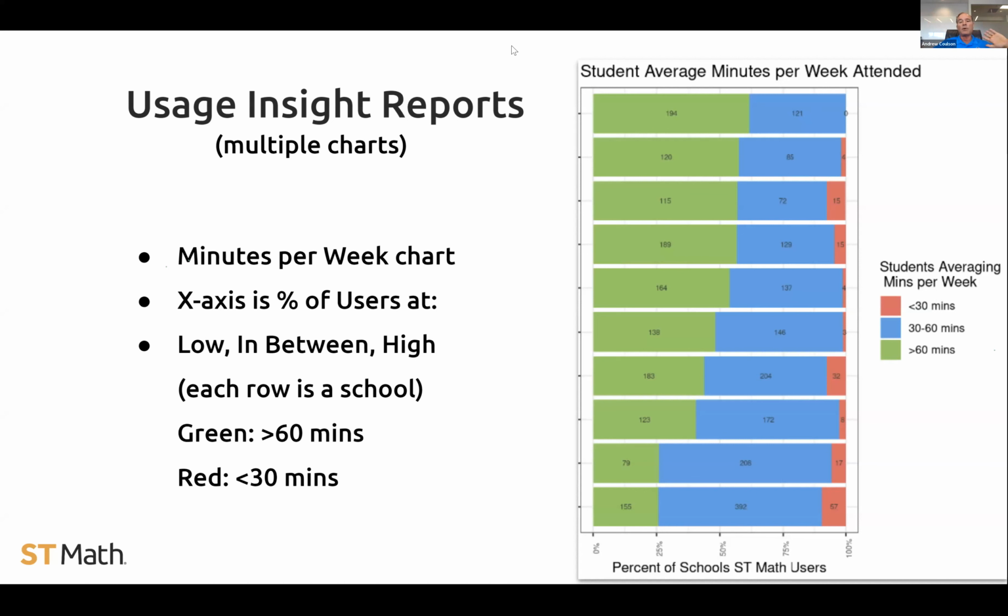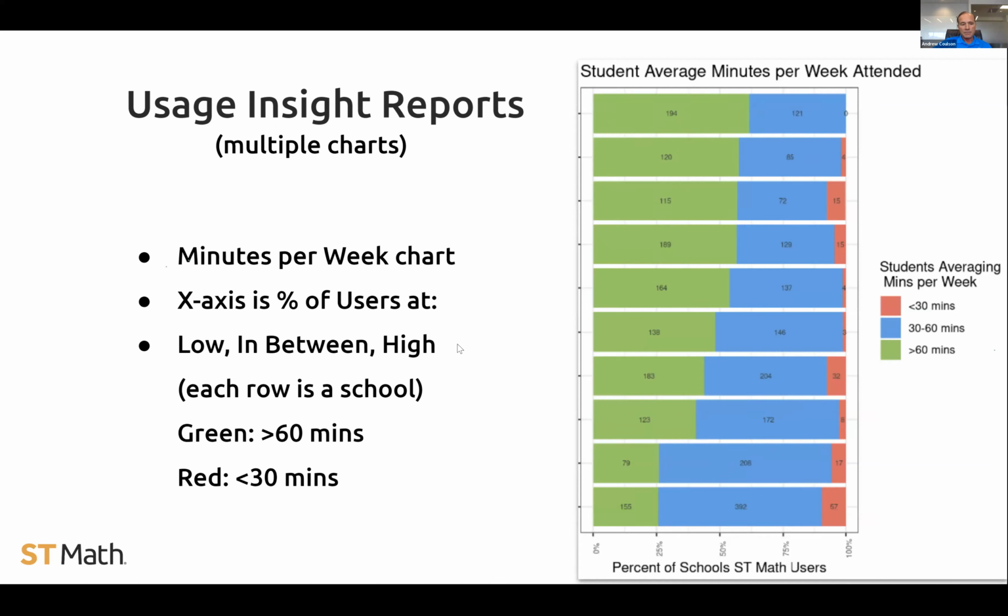This happened to be the whole 21-22 school year. You probably can't see them, but we put little numbers into each of the color segments. At this highest performing school, we had 194 students in the green, meaning averaging more than 60 minutes, and that was approximately 60% of the total number of students at that school. That's how you read these things, and the rest are going to be similar.